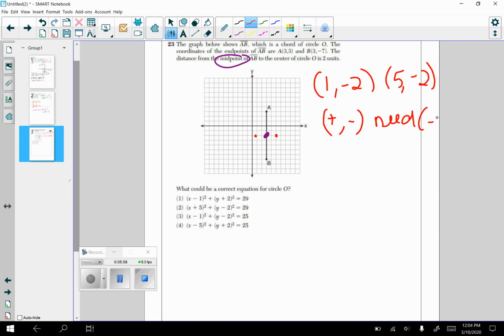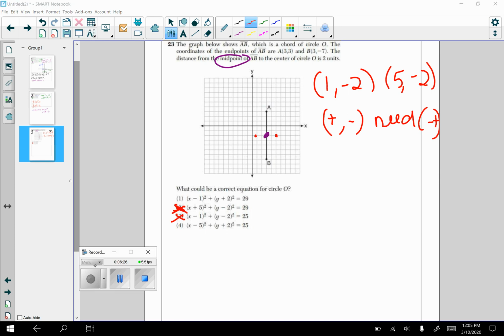And we need negative, positive. So we can quickly get rid of choice 2 because we need -5, +2. We can get rid of choice 3 because we need +1, -2. So it's either choice 1 or choice 4.